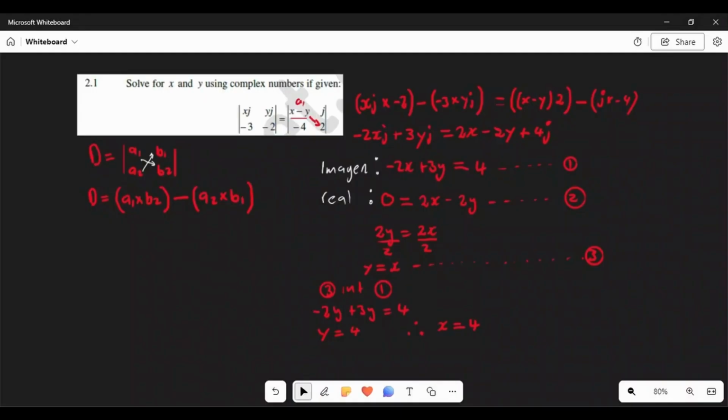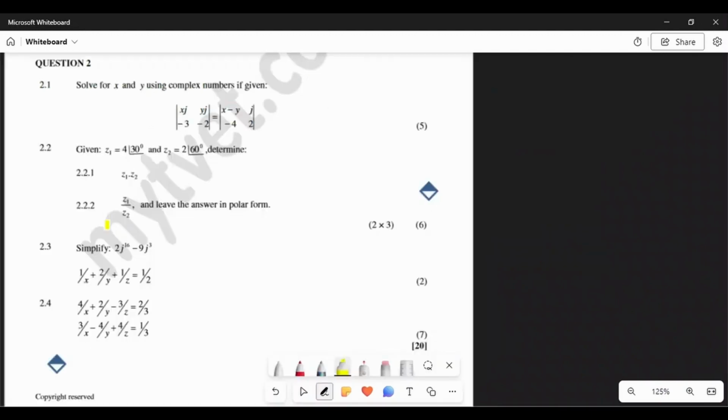Now that we are done with question 2.1, how about we go and do question 2.2. Alright guys, so we have 2.2. Let me highlight it here. 2.2 actually consists of two questions. We are given z1 and z2. z1 is 4 with an angle of 30, and z2 is 2 with an angle of 60. These are complex numbers, and they are in polar form. So let's solve this problem and see if it's going to be that simple.